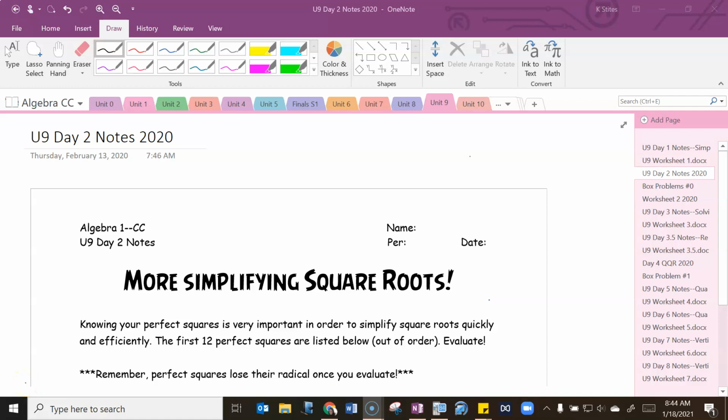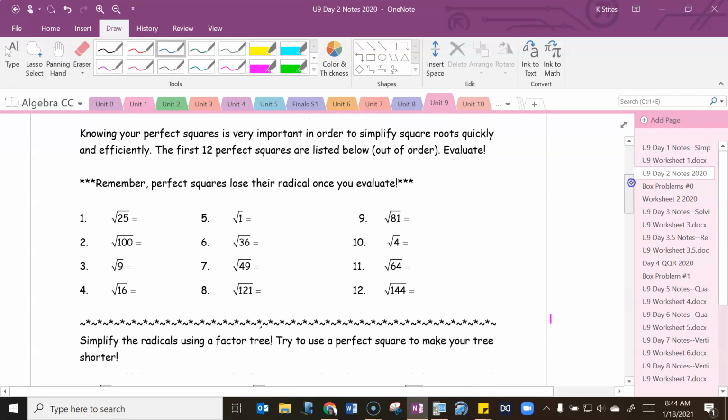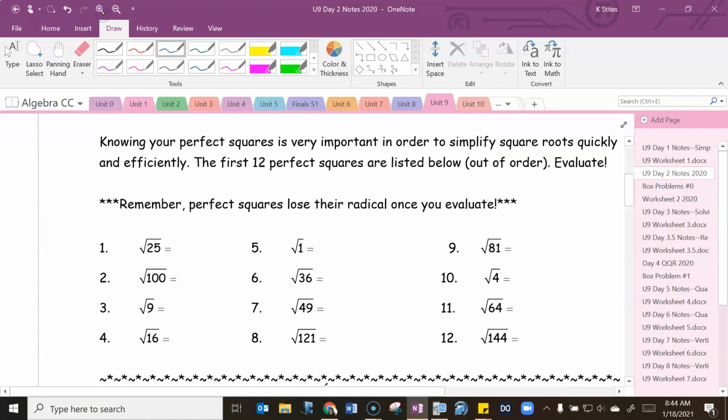Hello Algebra 1! Today we are going to be simplifying some more square roots and just doing some practice from our last lesson. So the first thing we want to do is practice our perfect squares.